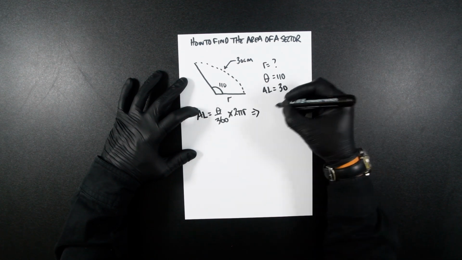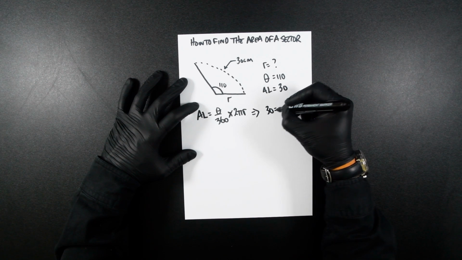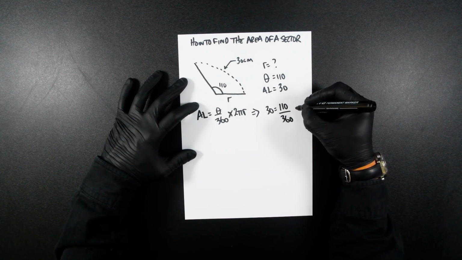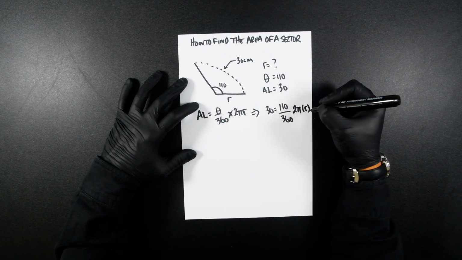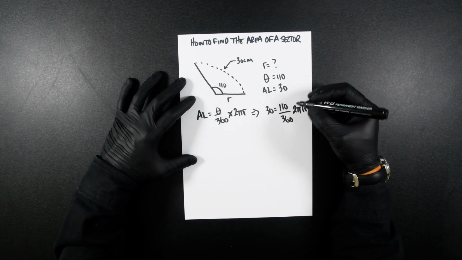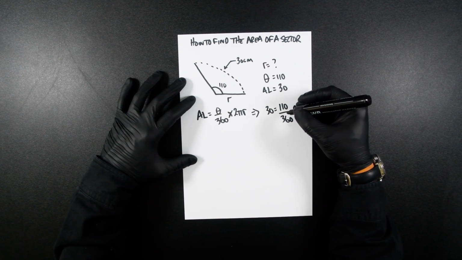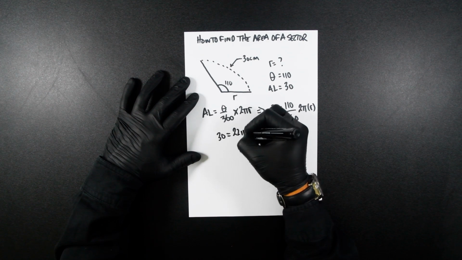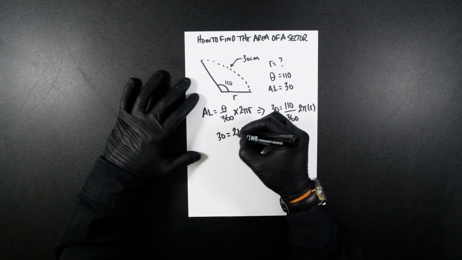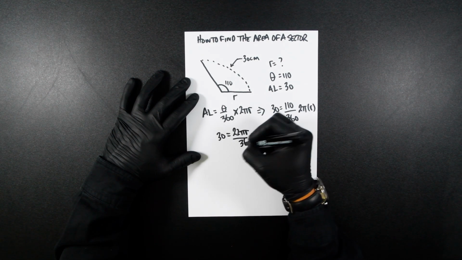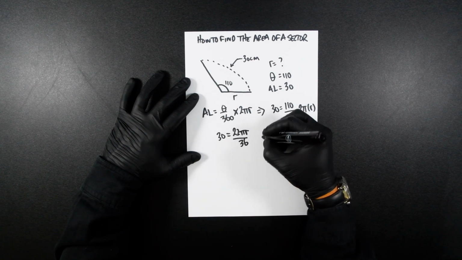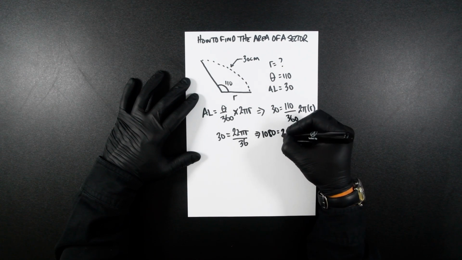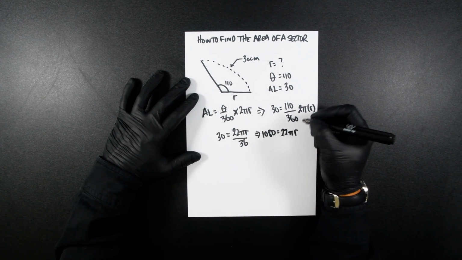So we know what this is. The arc length is 30, which is equal to 110 over 360 times 2 pi r. And we don't know what r is. So let's first start sorting this all out. We can get 30 equals 22 pi r over 36. Let's multiply both sides by 36. So that's going to get 1080, which equals 22 pi r.